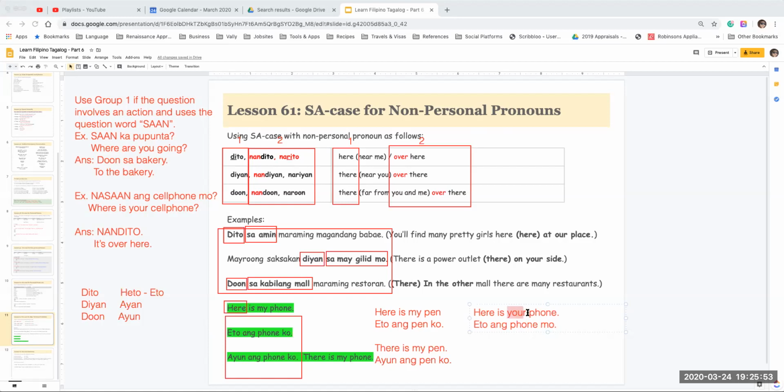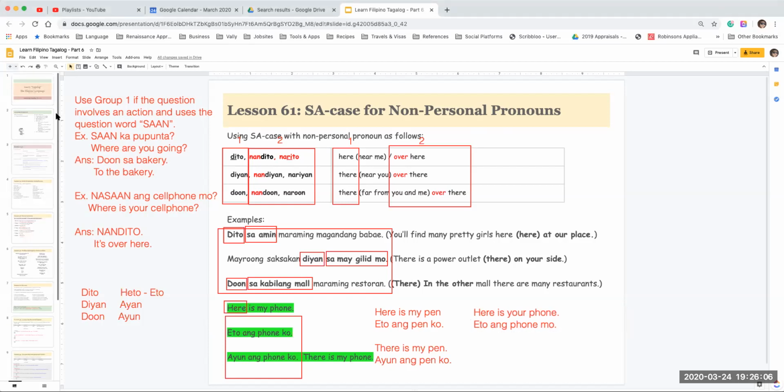Okay? Because your phone. Okay? You have to memorize the noun cases. You remember? There are two groups. Let me see if it's on here. It's not here anymore. It's not on this lesson. But remember the two groups of noun case.